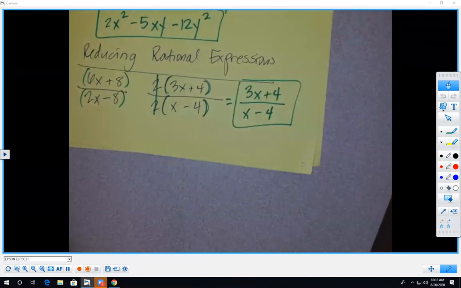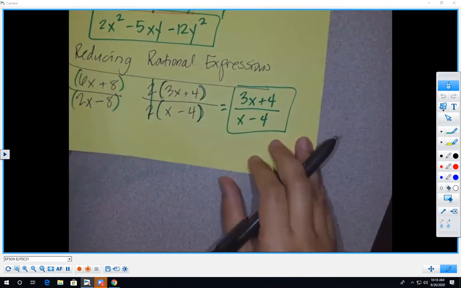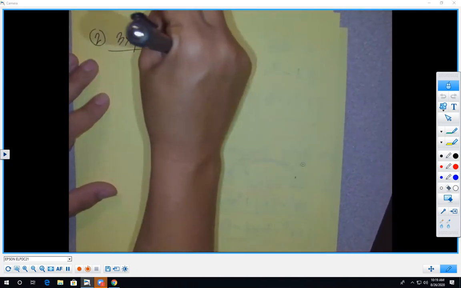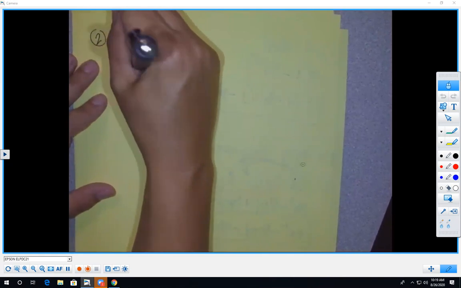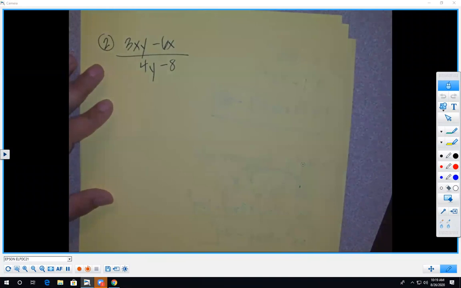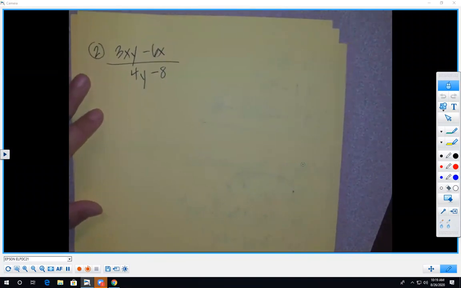Okay, let's do another one of those. If I had the problem (3xy - 6x) over (4y - 8). You take a minute and see if you can factor the top and bottom, and we'll do it together in just a second.